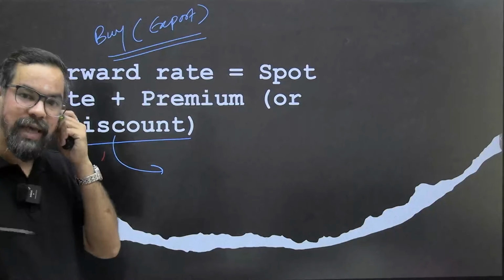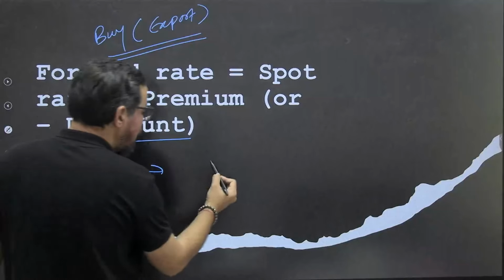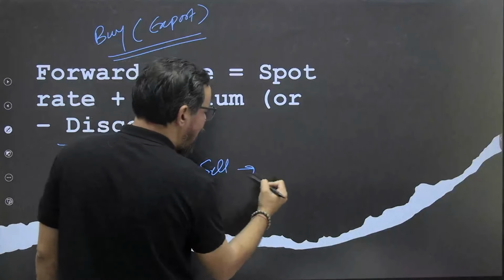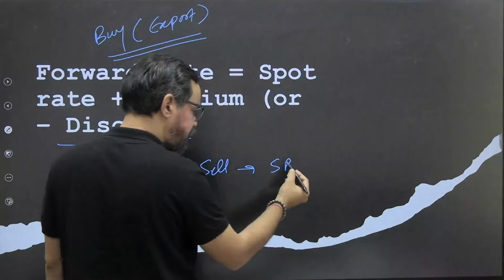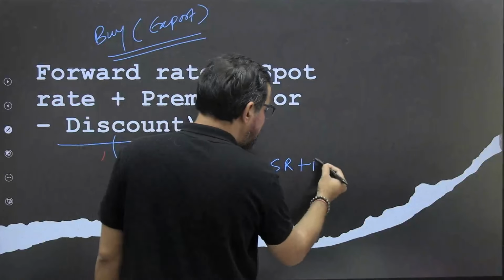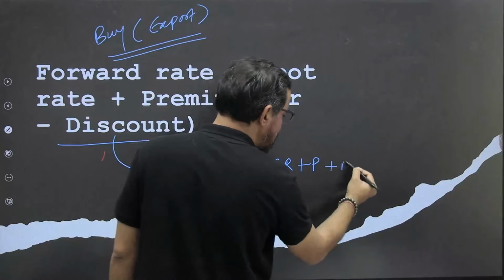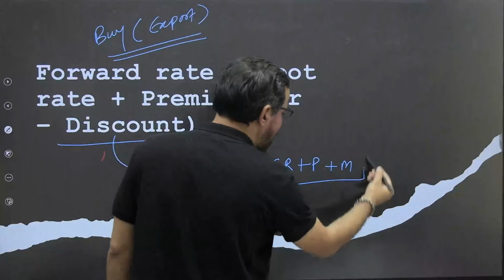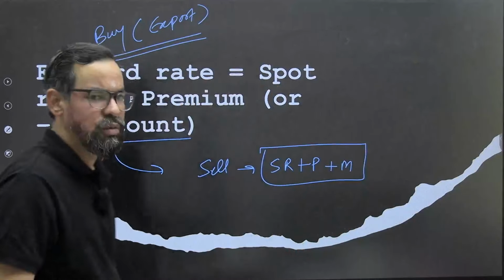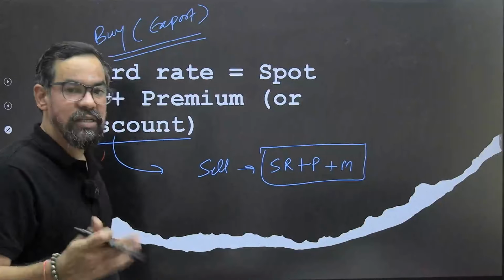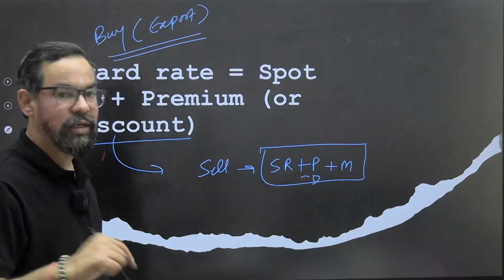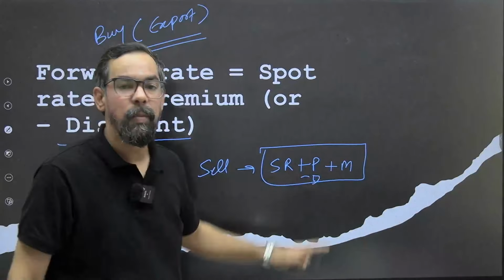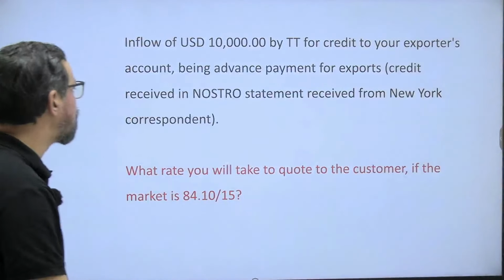In case of sell rate, you have to quote spot rate plus premium plus margin. So margin you have to add. Margin is like the initial money which we paid. And if it is a case of discount, you have to minus discount. Similarly, the only thing that will change is this margin point. Now let's go through the question.